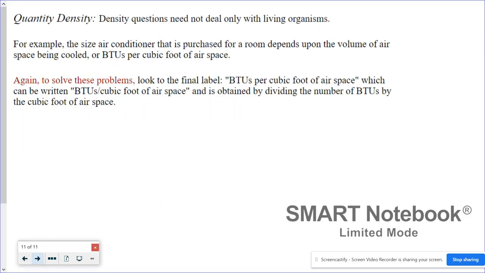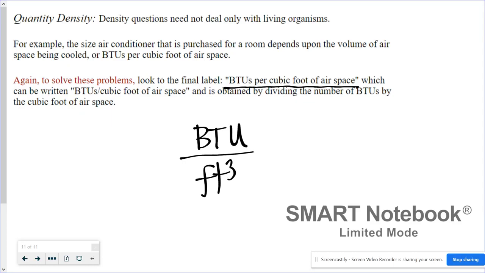Okay. And then there's something called quantity density. It says density questions need not only deal with living organisms. For example, the size air conditioner that is purchased for a room depends upon the volume of air space being cooled, or BTUs per cubic unit of space. They just say, again, to solve these problems, look to the final label, BTUs per cubic foot of airspace, because that will basically tell you how to set up your problem.